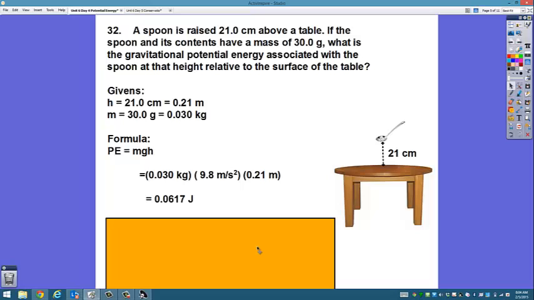Okay, hopefully it's not too difficult. This is a pretty easy formula, so it's pretty nice. I like this equation for that reason.